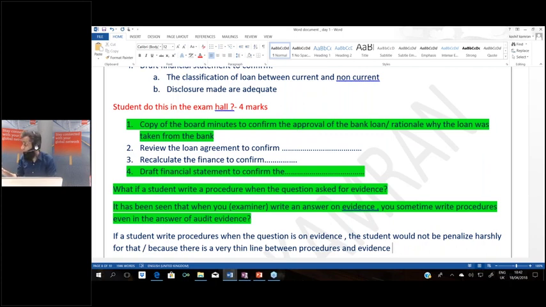I hope all of you are getting my point. The point is very clear. First of all, you will stick to the logic. If the question is on evidence, you will write evidence. If the question is on procedure, you will write procedure. But if you make the slightest mistake, and instead of a procedure you write evidence, and instead of an evidence you write procedure, you will not be penalized harshly for it. But what is the fundamental? The fundamental is to stick to the basics. Is that clear to everyone?